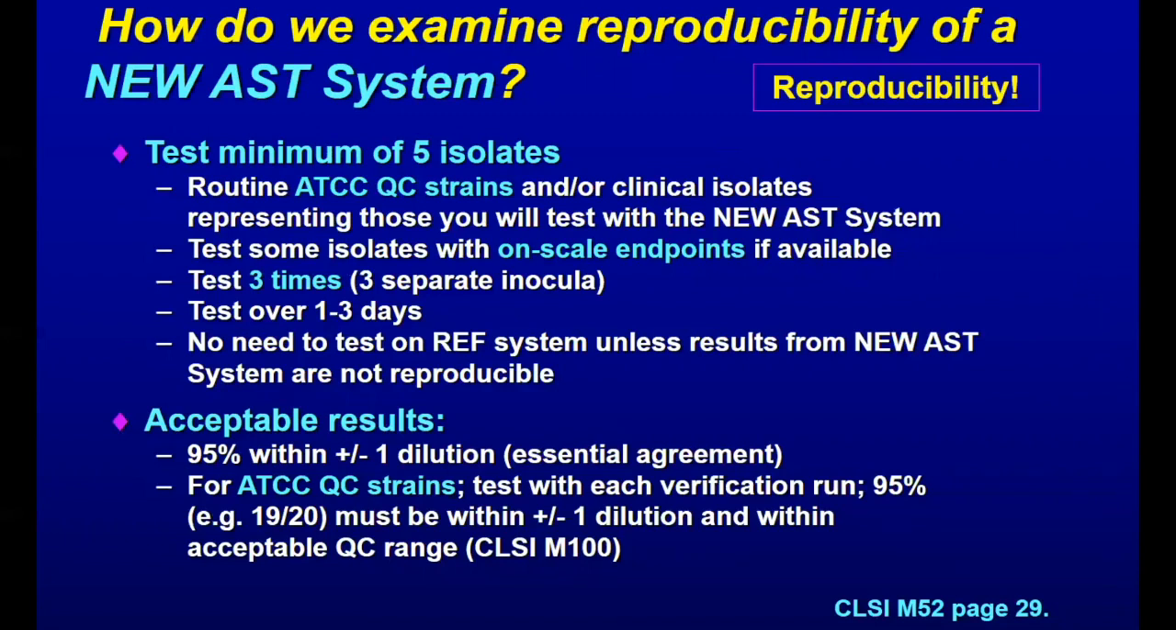Okay, now we're going to talk a little bit about how we're going to look at reproducibility, and all of this is well defined in the M52 document, where we want to test a minimum of 5 isolates. You could look at reproducibility of your ATCC quality control strains and/or clinical isolates, and you want to make sure you are testing those that represent the drugs you're going to be testing on your new susceptibility test system.